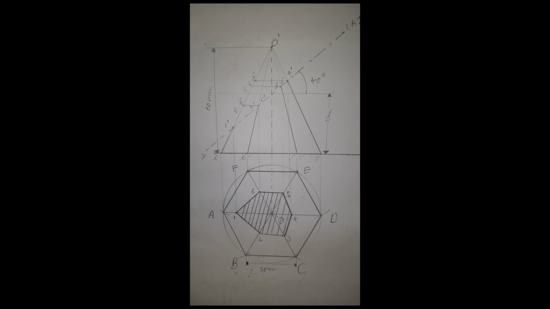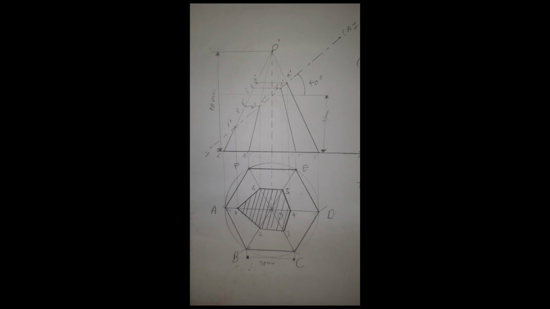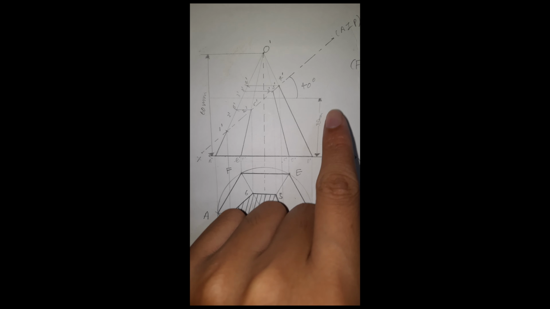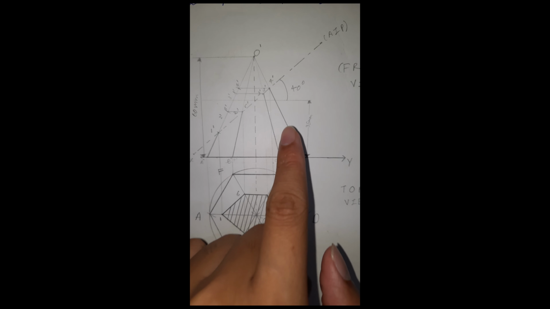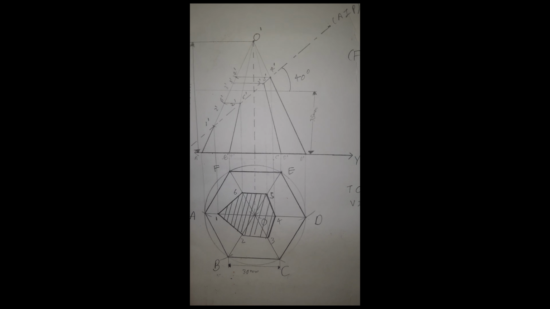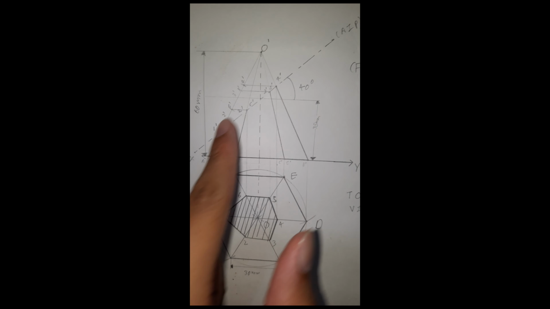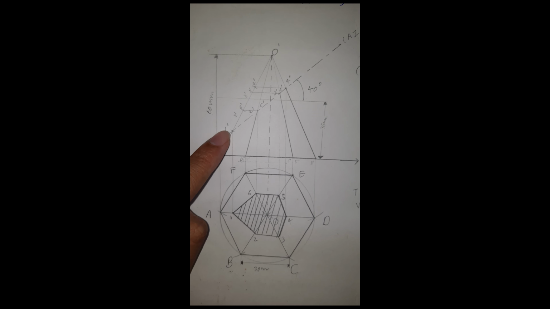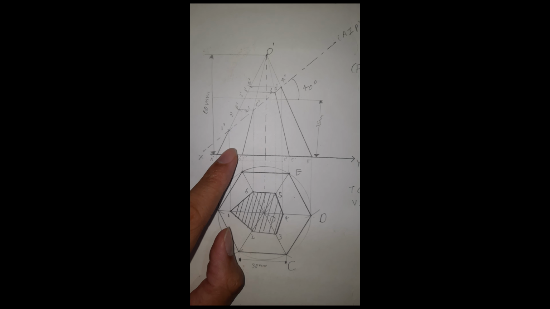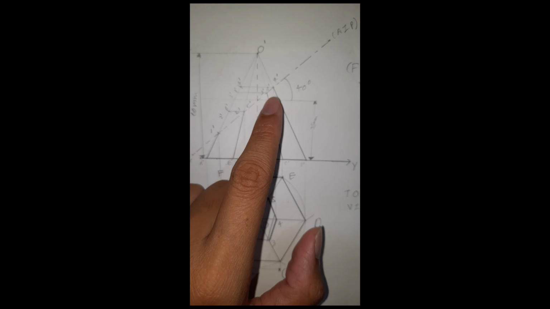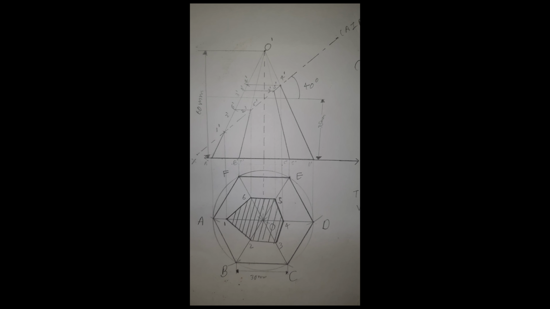So now our front view and top view of the hexagonal pyramid are ready, but in the problem the pyramid is cut by an AIP at 40 degrees with the ground, 35 mm above the ground. So we have drawn an AIP, the auxiliary inclined plane, which is cutting the hexagonal pyramid in the front view like this, and then named the points at which the AIP is cutting the pyramid as 1 dash, 2 dash, 3 dash, 4 dash, 5 dash and then 6 dash.